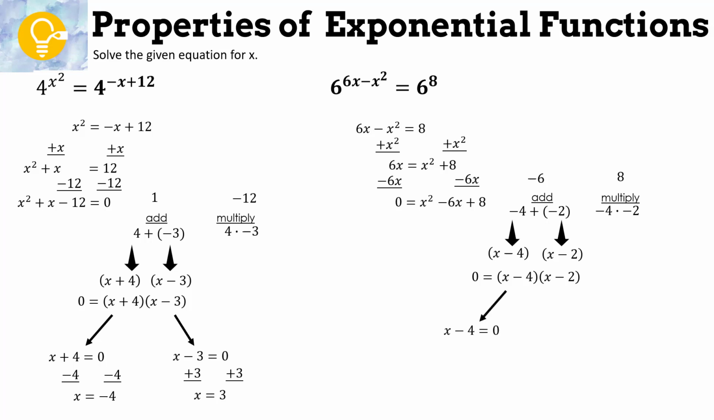So I'll have x minus 4 equals 0 and x minus 2 equals 0. X minus 4 equals 0, I'm going to add 4 to both sides, so x equals 4. X minus 2 equals 0, I'm going to add 2 to both sides, and x equals 2. That means x equals 4 and x equals 2 are my two solutions.